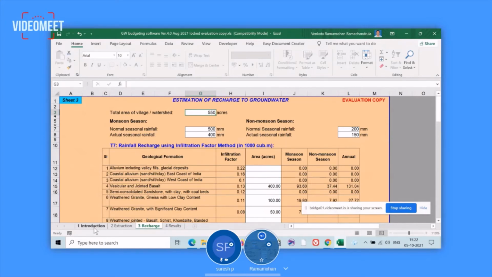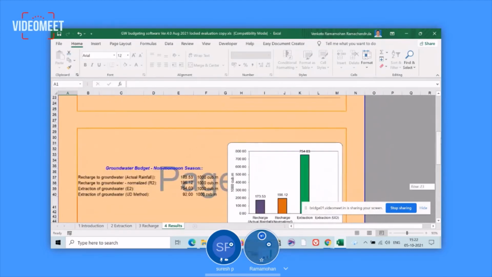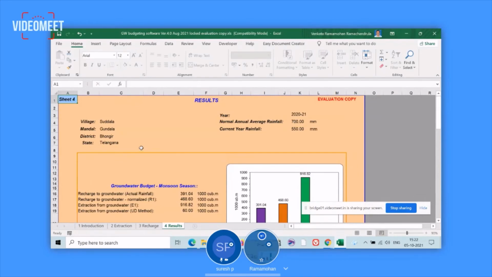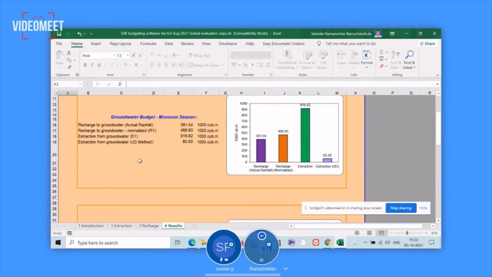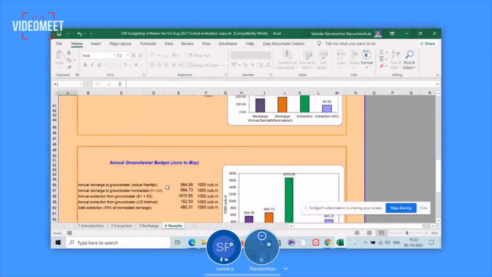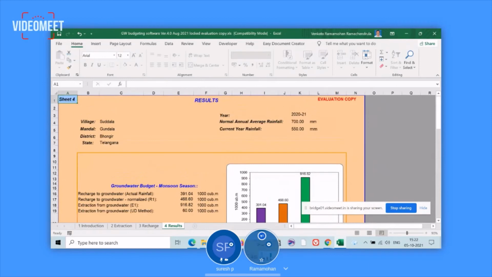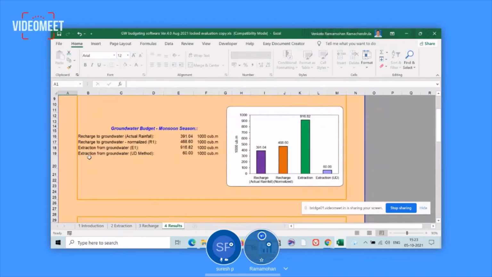You need not enter anything on the first sheet. You need not enter anything on sheet 4. The only thing is, data is given in sheet 2 and sheet 3. So on sheet 4, it is all the results of the calculations done, and you have results presented for the monsoon season, and below that there is the non-monsoon season, and then finally for annual, the whole year, it is displayed. See, for example, for the monsoon season, it calculates the recharge to groundwater against the actual rainfall. Recharge to the groundwater, if you take normal rainfall, both are presented here.